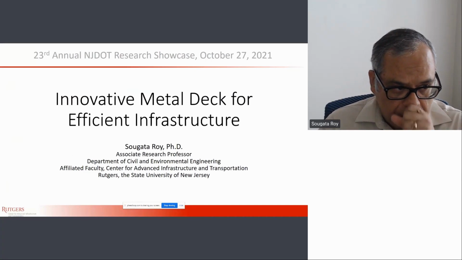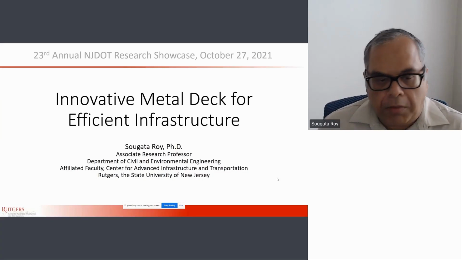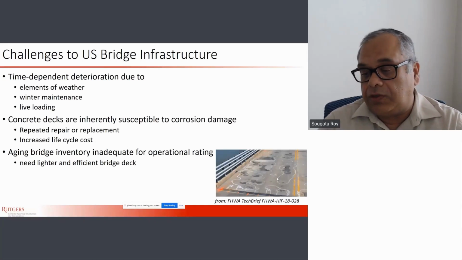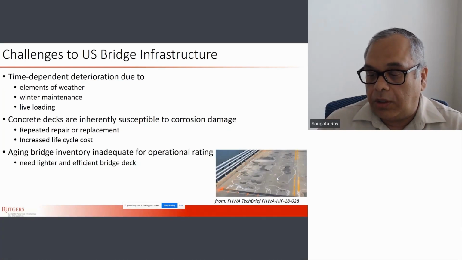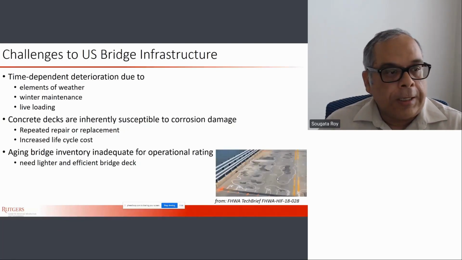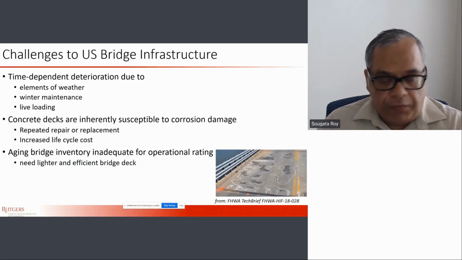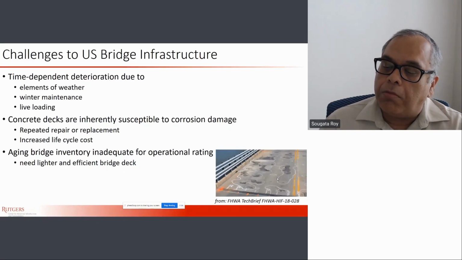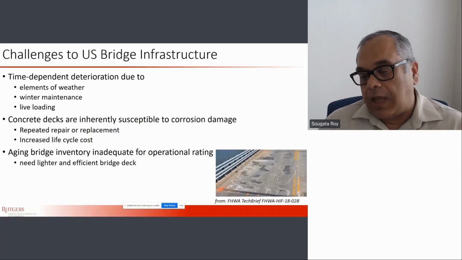So today we are going to talk about the innovative metal deck for efficient infrastructure. The topic that I'm going to address is the challenges that the US bridge infrastructure faces, mostly due to the damages that we see, particularly in the Northeast or in colder environments, where elements of weather like freeze-thaw cycles, rain, and other elements, and then winter maintenance like road salt that is used for keeping the roads operable during winter months, and then finally live loading, that's abrasion due to heavy live load.